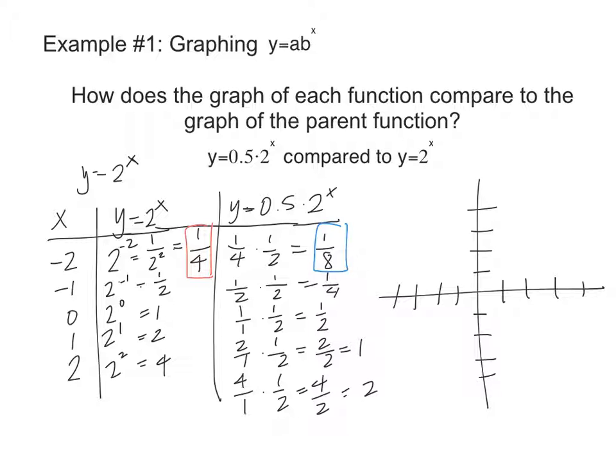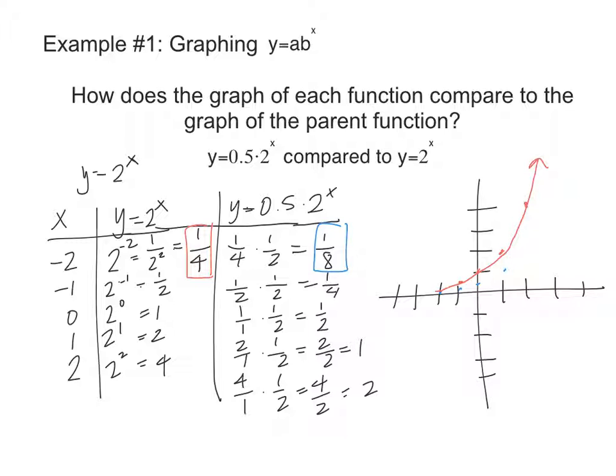Alright, so if I graph the first one, -2 and 1/4 is just a little off. -1 and 1/2 is halfway. 0 and 1. 1 and 2. And then 2 and 4. Okay, that's the first graph. So this is the parent. Okay, then the next one is -2 and 1/8, so it should be lower. I can't really show it very well. The next one, -1 and 1/4, should be still very much lower. 0 is 1/2. 1 is 1.